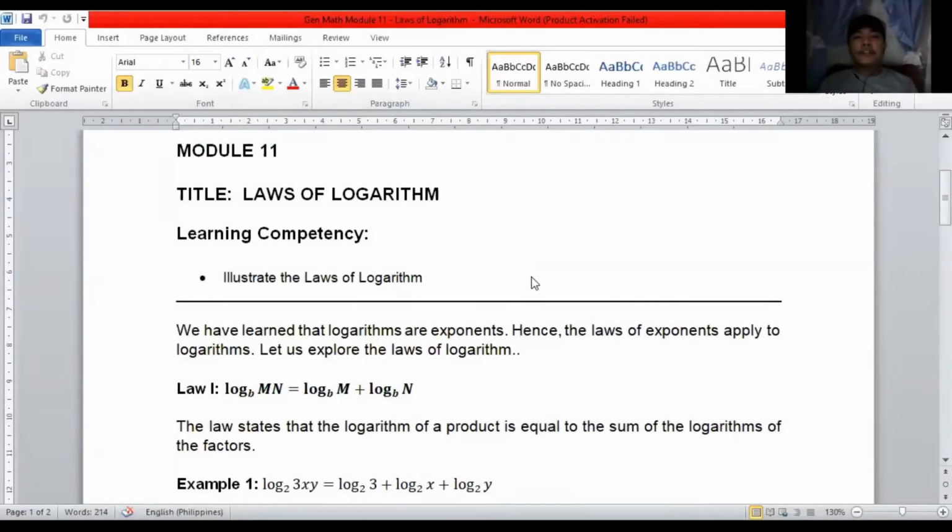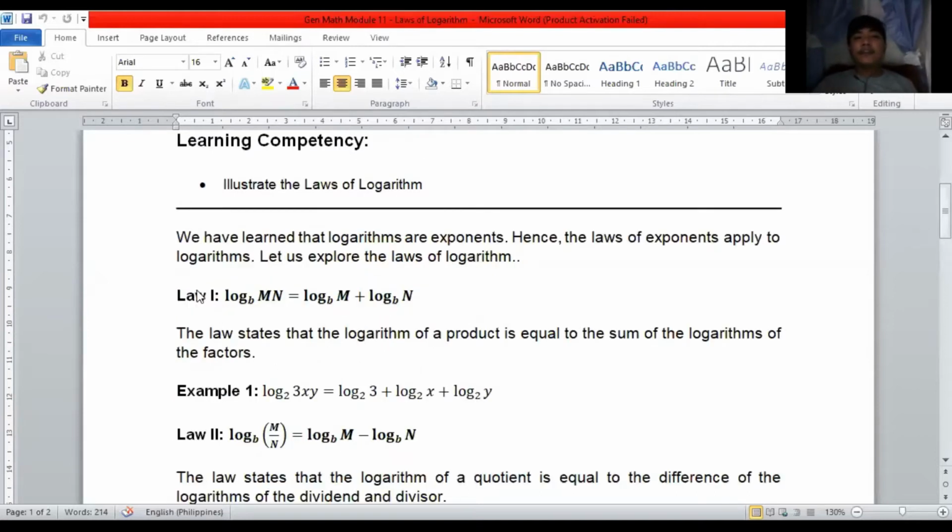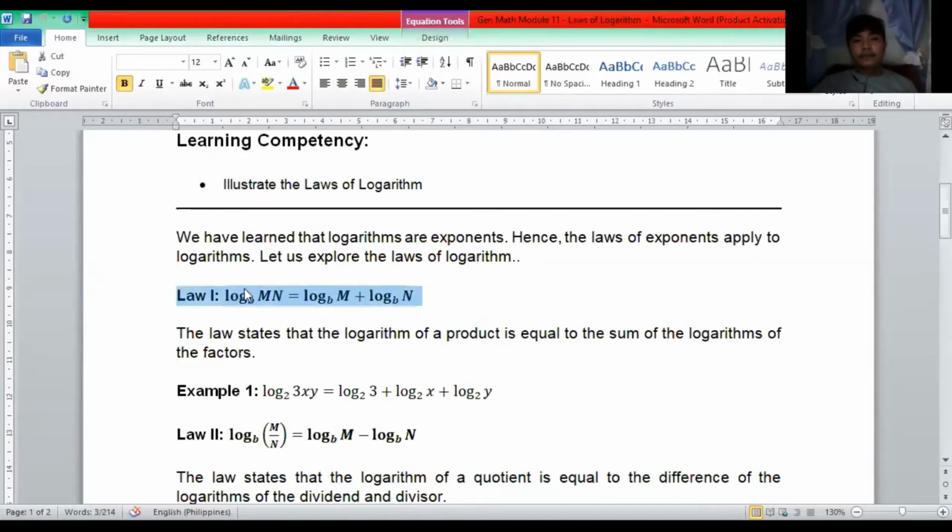So for our second topic for today, we have the laws of logarithm. We will deal with the three laws of logarithm, wherein we have this one, the first law. The first law is what we call the product rule law. As you can see, we have the logarithm of mn to the base b.